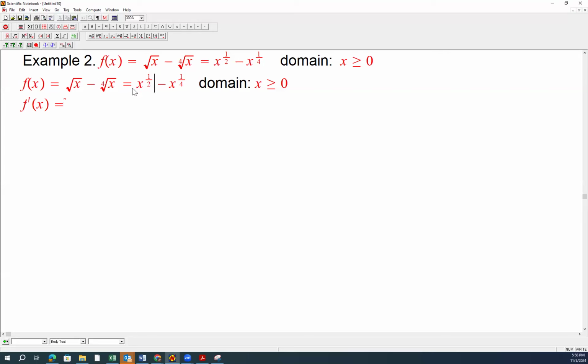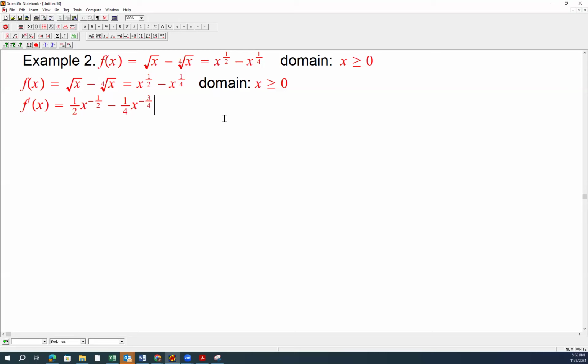First order derivative of x raised to the power half. We get a 1 over 2 x raised to the power of negative half. Whoops, negative half. Okay, sorry. Minus a quarter x raised to the power of negative 3/4.